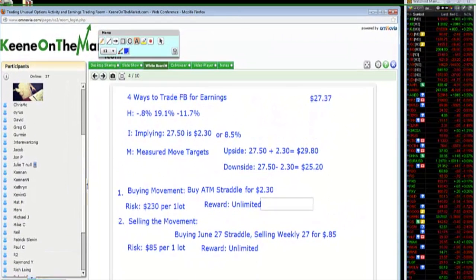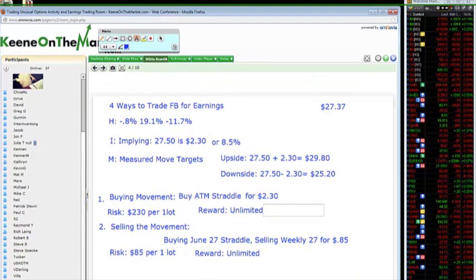So my risk, $85 per one lot. My reward is, in theory, unlimited. I'm currently bidding this. I have not got filled. So entry to open and filled. Bidding the Facebook June, May weekly 27 straddle swap for 85 cents. Not filled. I've not got filled on this.